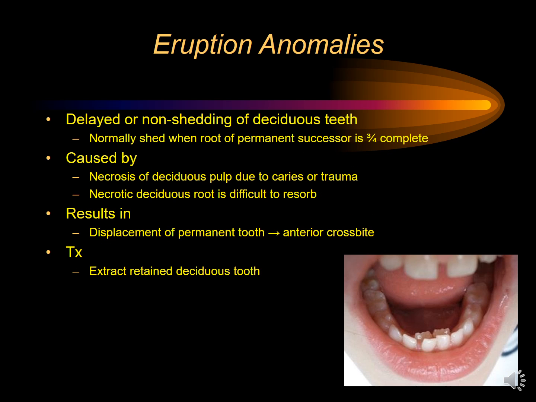Okay, now let's have a look at eruption anomalies. Quite commonly, we will get delayed or non-shedding of the deciduous teeth, which means the deciduous tooth does not fall off. These deciduous teeth are normally shed when the root of the permanent successor is three-quarters complete.